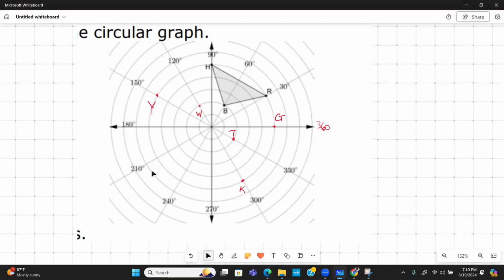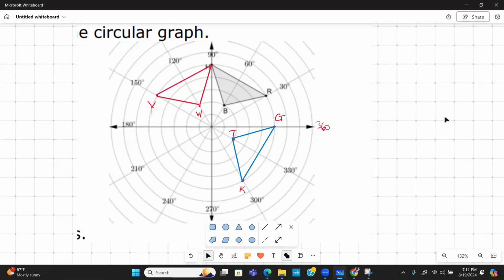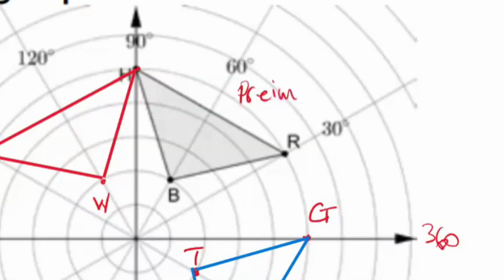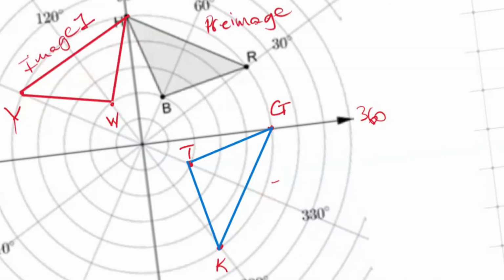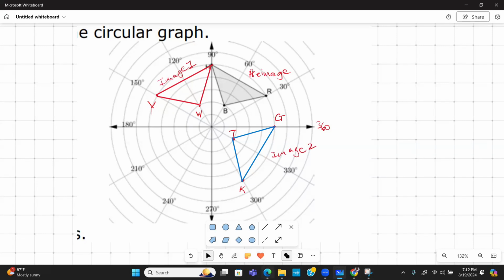We're going to connect these quickly. All right, so let me try to connect this. We're going to respond to some questions now. Bear in mind that this original HRB is originally our pre-image. It's the original one. Then we have an image here, an image that was produced from it. I could say that's image one. And this is a second image that was produced from the pre-image. So that's image two. I'm just labeling those. Let us see what the questions are, all right?